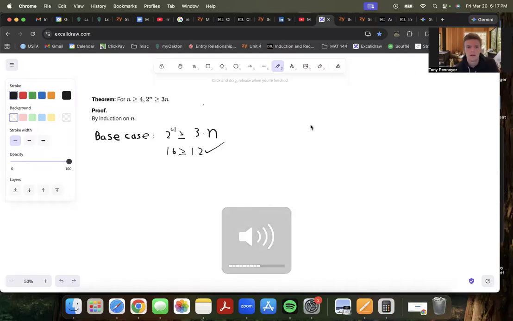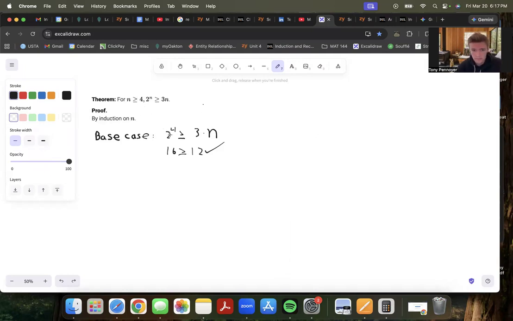All right, so I'm going to be proving this theorem by induction. What it says is for any number greater than or equal to 4, 2 to the nth power is greater than or equal to 3 times n. So the first step is just to prove the base case, the first integer in this infinite set.